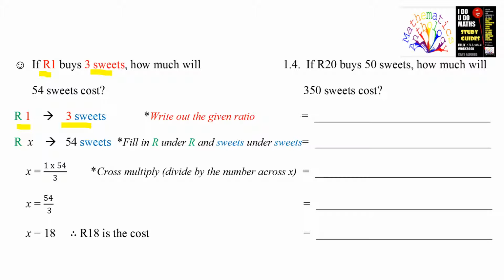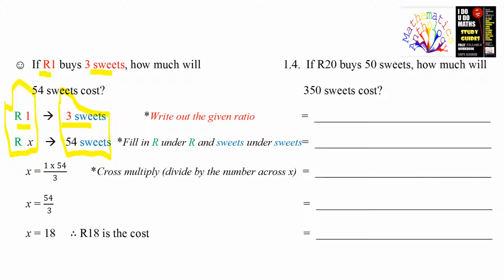So I'm going to make 2 columns here. The first column is for money, and the second column here is for sweets. Okay, so we have 1 rand is to 3 sweets. That's our given ratio. Under our rands, we need to put an unknown value for rands, and under the sweets column, we know that we need to work out for 54 sweets. So under 3 sweets, we will write 54 sweets.